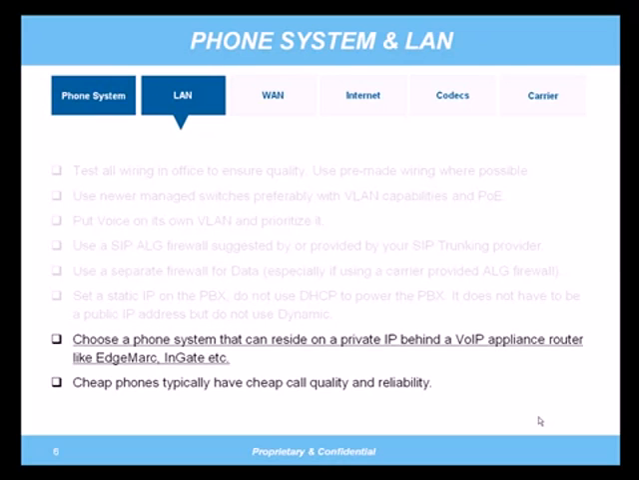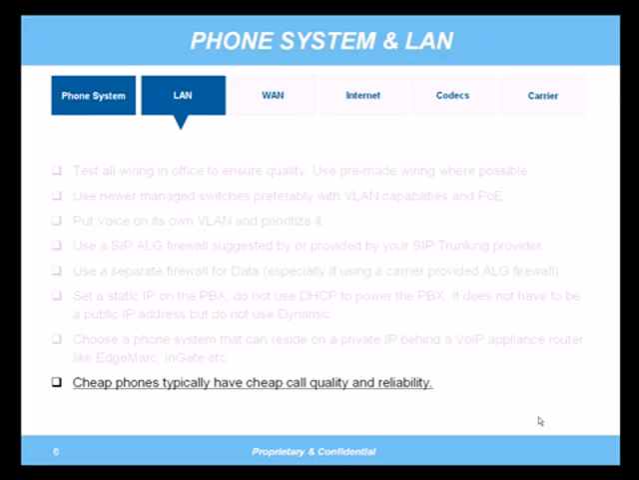We talked about public IP addresses versus private in the last point, but choose a phone system that resides on a private IP address. It's much easier to secure, and much more secure to do that. Put it behind a gateway that your carrier has access to. You want them to have a demarc, a line of demarcation, that they can troubleshoot and help you with. So with a VoIP appliance router like an Edgemarc or an InGate that we use, you can sit your PBX behind that on a private IP address so that it's protected from toll fraud and so forth.